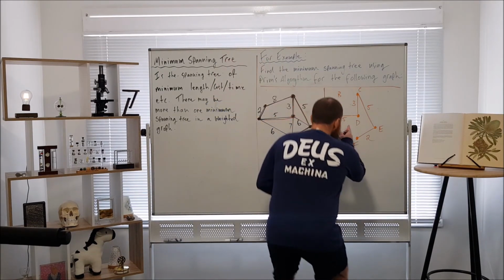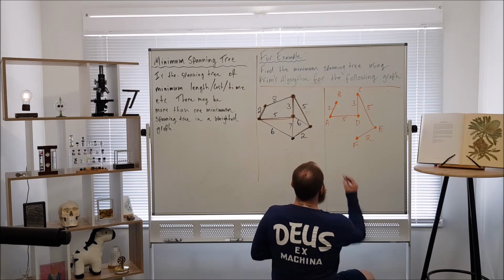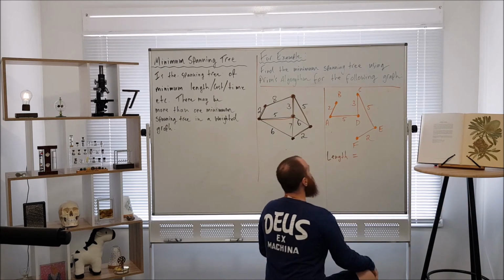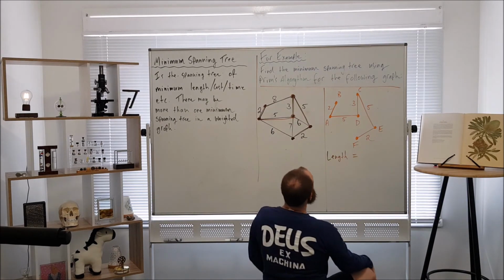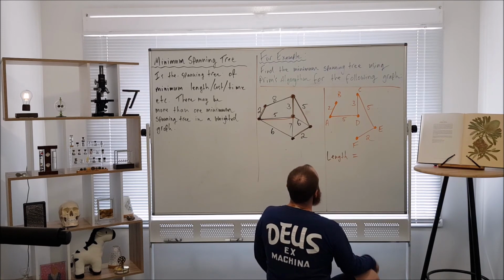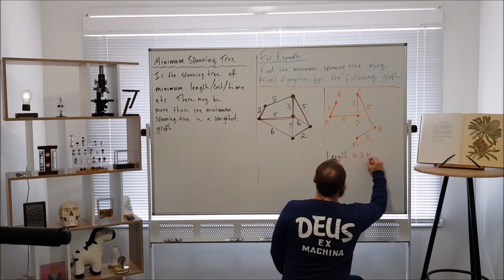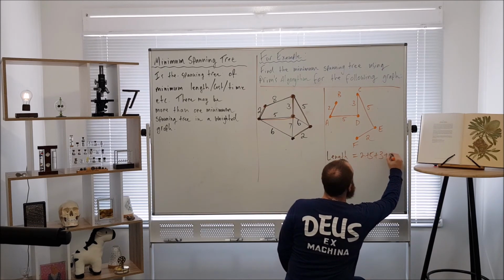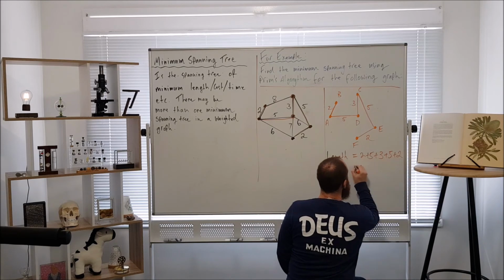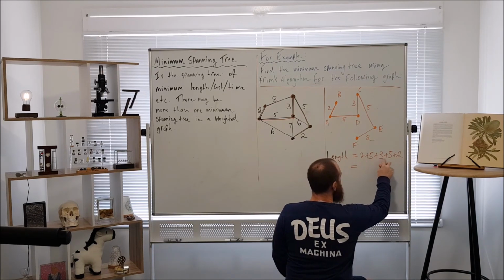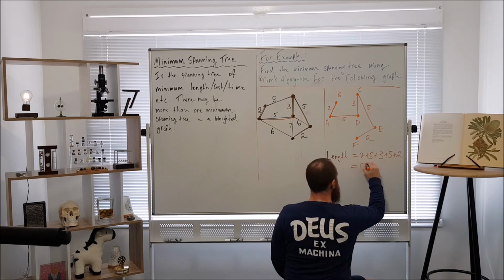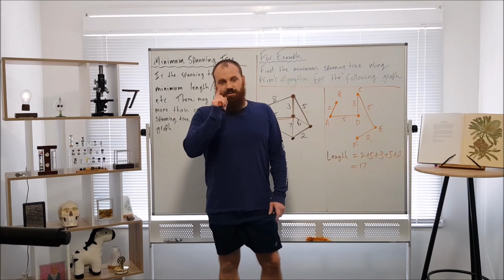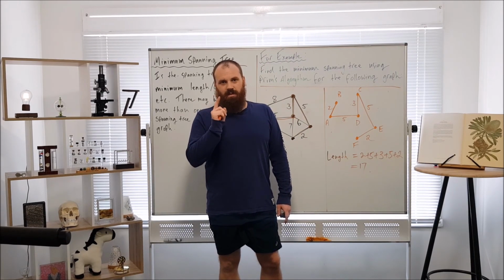Okay, so this is the minimum spanning tree. What is its length? So the length equals, and we're just going to sum the weights on the edges, and they're unitless, okay? So 2 plus 5 plus 3 plus 5 plus 2, which equals 7, 8, 9, 10, 15, 17. There we go. All right, so that's trees, spanning trees, and minimum spanning trees.